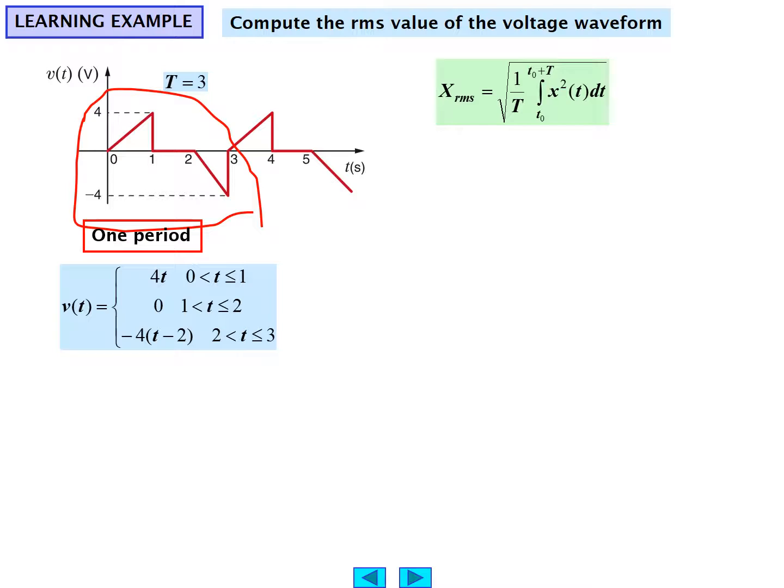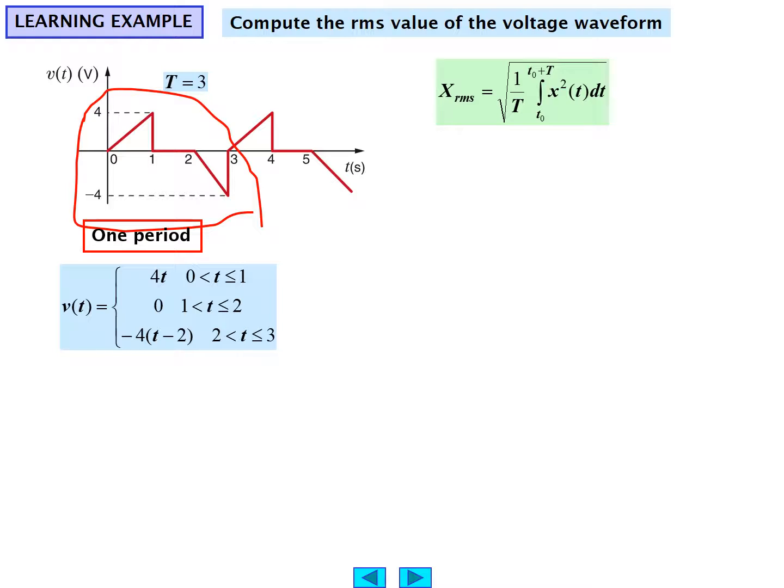We can write an analytical description for this waveform, which is key in order to do the analysis. For a sinusoid, we do know the analytical description, but in the case of complex waveforms like this, we have to write essentially an equation which is valid over intervals. So in this case, v of t, a complex waveform, consists of 3 parts.